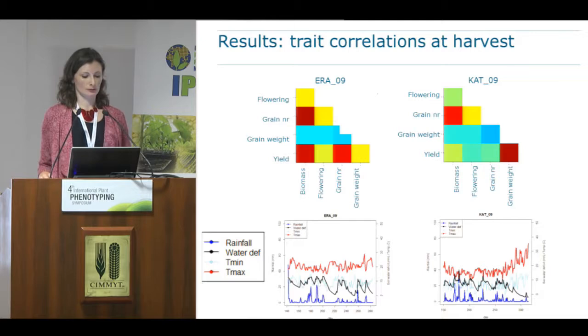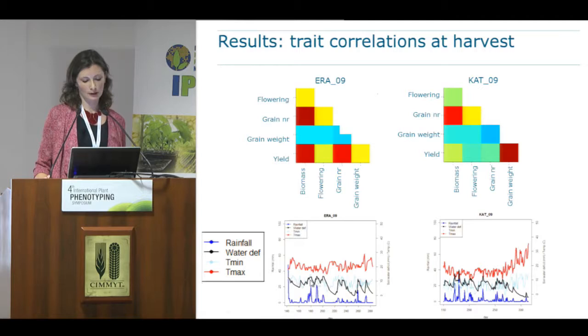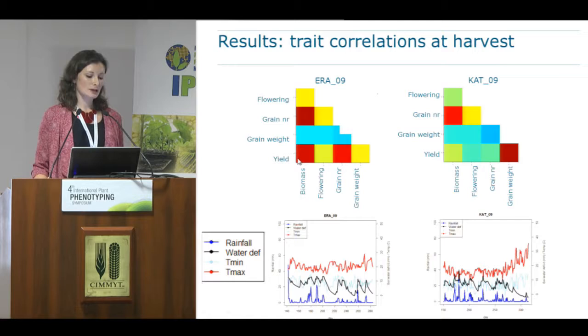It's an environment in which we have more or less constant temperature during the growing season, and the water stress levels were not too large. As you see in the black line, they were more or less constant as well. And in this case, we see that yield is mostly correlated to biomass and to grain number, but not so much to flowering time and grain weight.